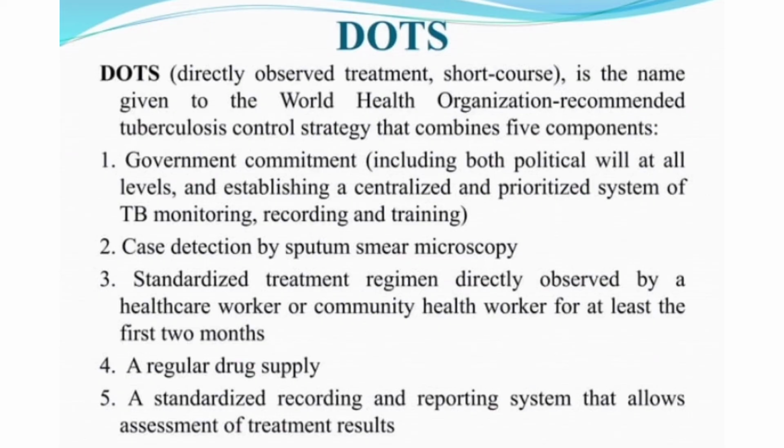monitoring, recording and training. Second is case detection by sputum smear microscopy. Third is standardized treatment regimen directly observed by a healthcare worker or community health worker for at least the first 2 months. Fourth is a regular drug supply. And fifth is a standardized recording and reporting system that allows assessment of treatment results.